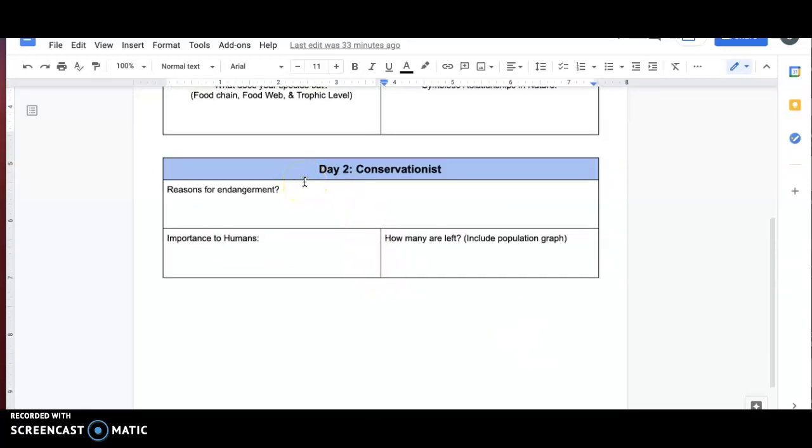So this is thinking on the conservationist side of things: reasons for endangerment. What are those reasons causing it to be endangered? How and why is this important to humans? What is that connection? And then how many are left? Include a population graph over the history of where it has gone. Has it risen, fallen, plateaued off at a certain level? Find a graph. You can find it off of these sites that I'm sharing with you. You don't have to use these, but they're going to cover most of that information.